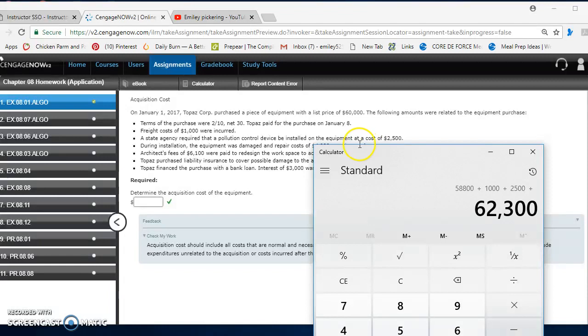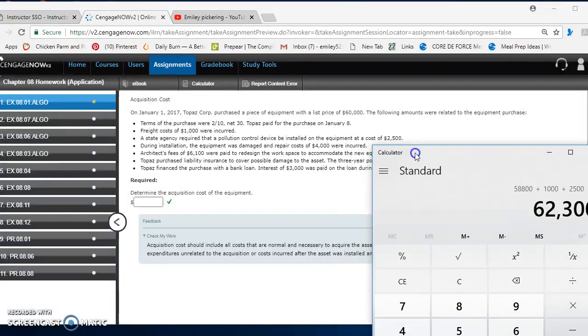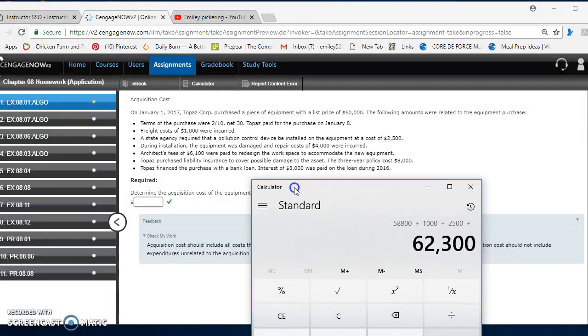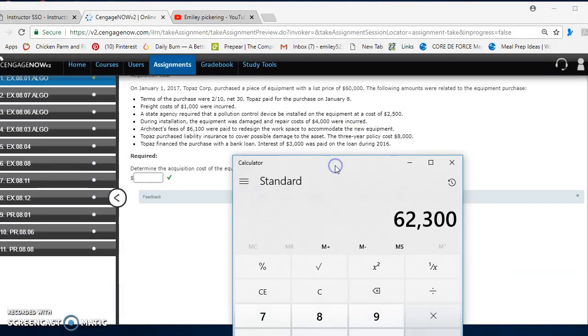During the installation, the equipment was damaged. I'm not going to include that. That is an expense. So that's just going to be a repair expense that I'm going to put on my income statement. Architect fees of $6,100 were paid to redesign the space. Okay, so the $6,100, I'm going to go ahead and include that.